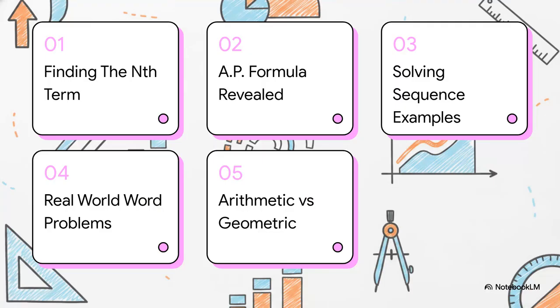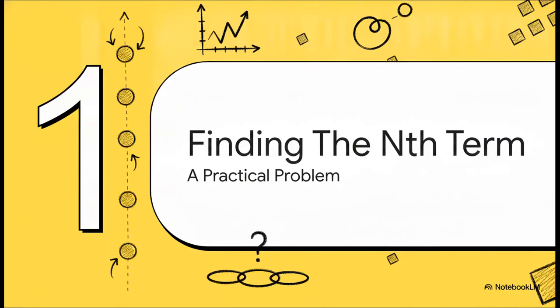Welcome, students! Today's explainer is going to guide us logically from basic counting all the way to understanding the powerful formulas behind mathematical growth. We'll find the nth term, reveal the arithmetic progression formula, solve some practical examples, tackle real-world word problems, and finally compare arithmetic with geometric growth. Let's get started! Section 1.